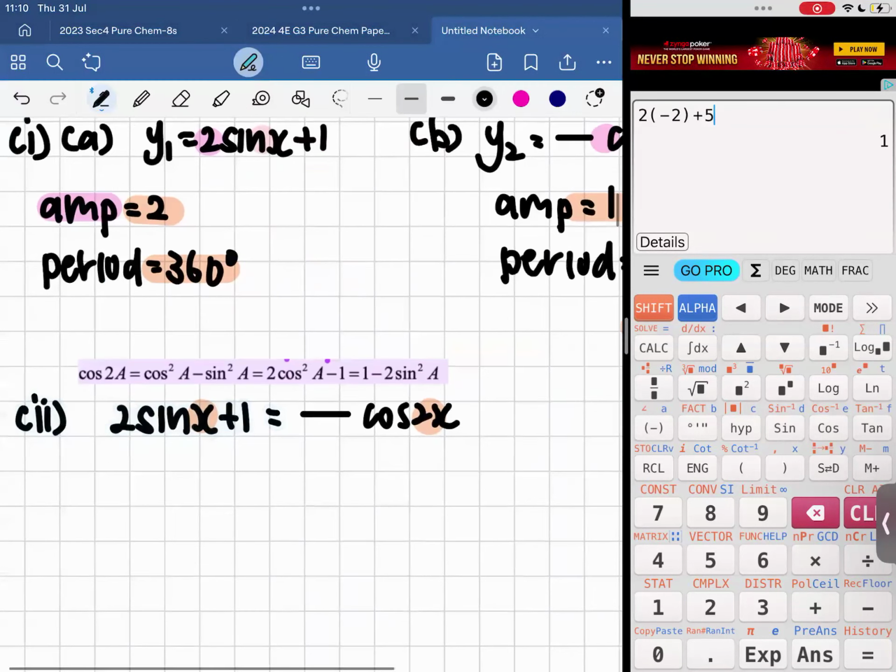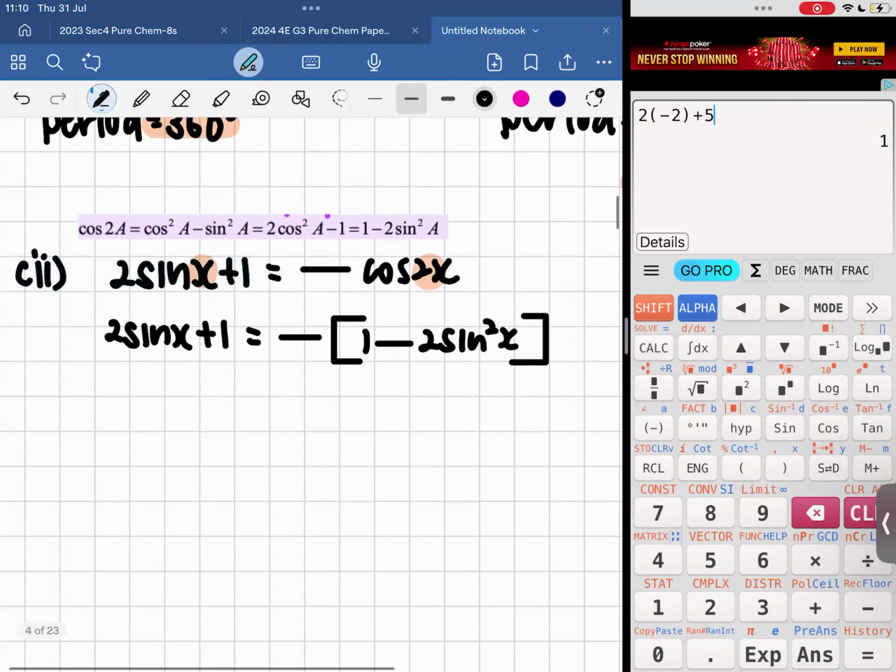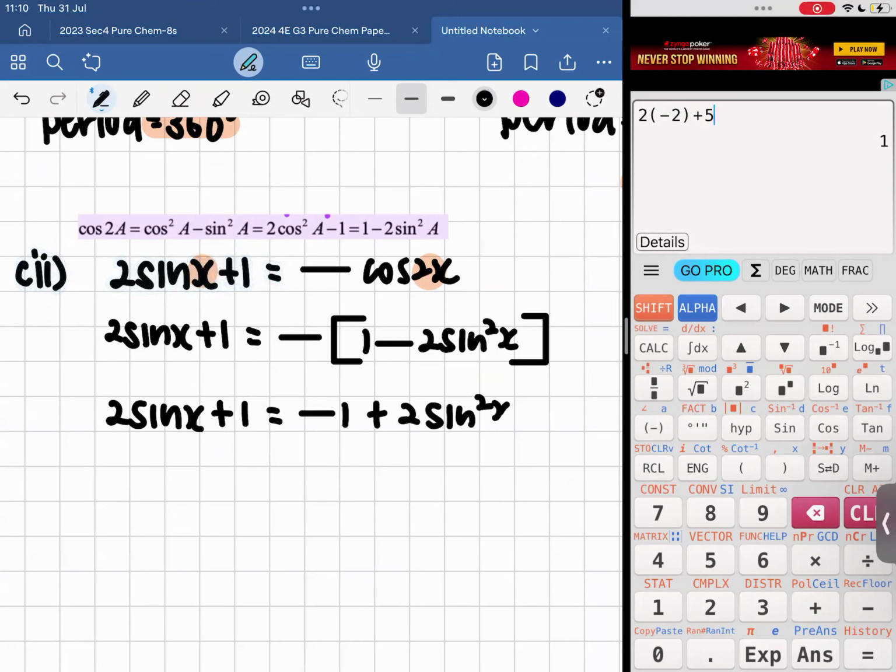Much easier, correct? So I got 2 sine x plus 1. This is negative cosine 2x, which will be 1 minus 2 sine squared x. Careful, yeah? I always made that kind of stupid mistake when I was a student. Then suddenly everything becomes easy. This one is minus 1 plus 2 sine squared x. Now it's quadratic, right? Please bring everything over so you can solve it nicely.